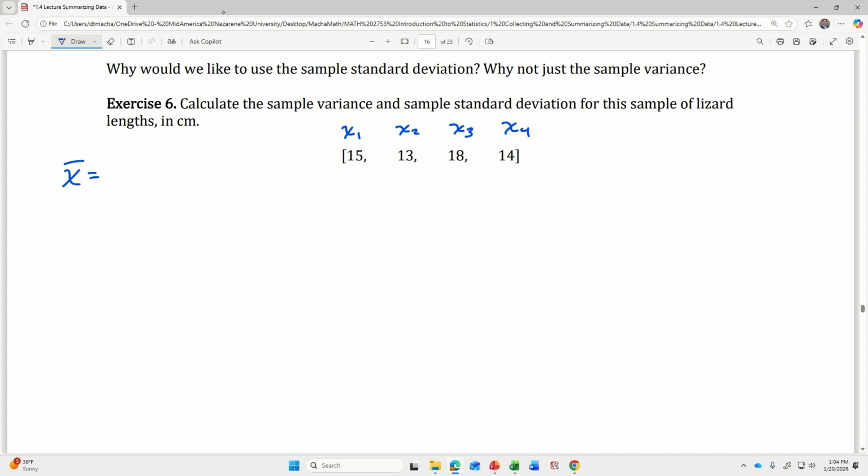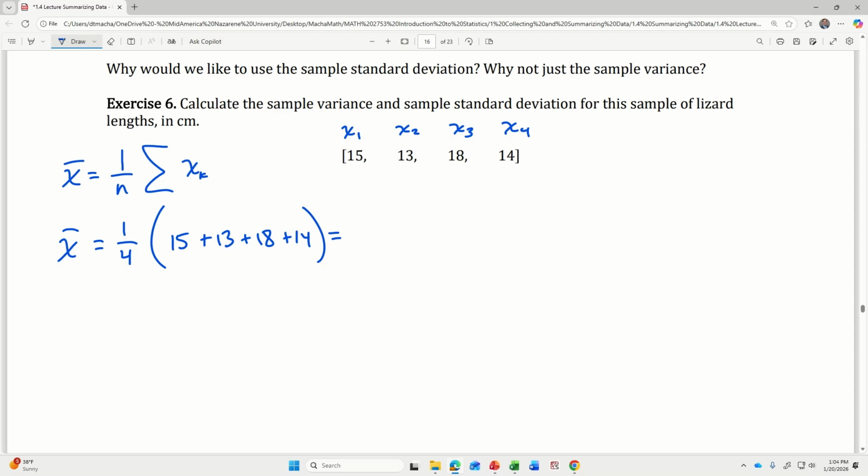So the sample mean is 1 over n times the sum of all of my measurements. In other words, it's going to be 1 divided by 4 times the sum 15 plus 13 plus 18 plus 14. And remember, on a test, you could do this in Desmos to save time. I'm just illustrating how this would go if you had to use the formulas. So this is my sample mean. It's 15.